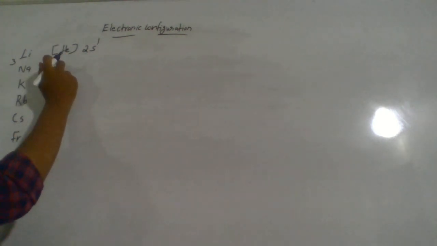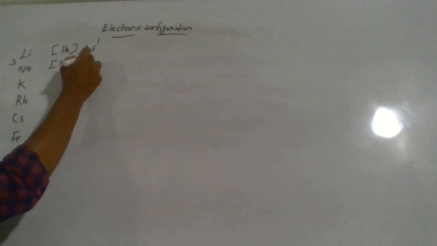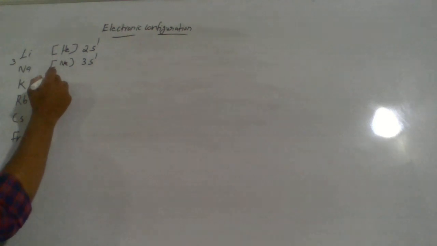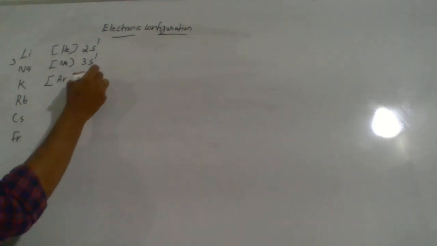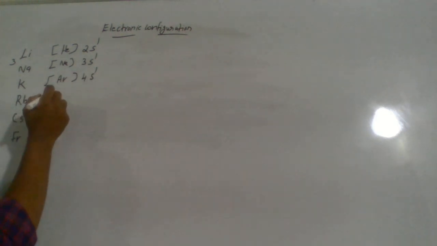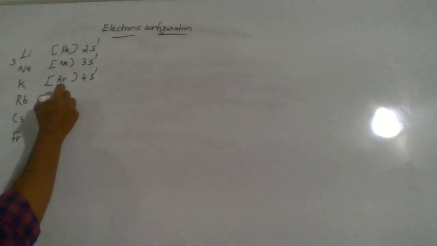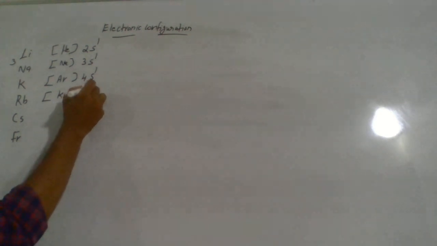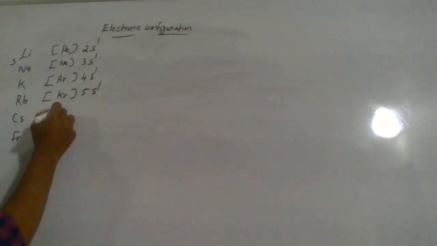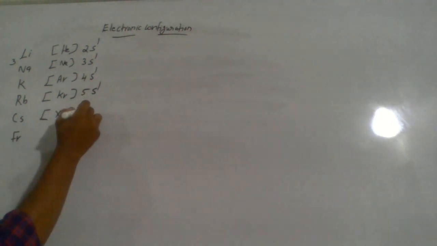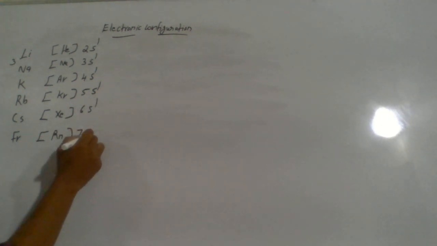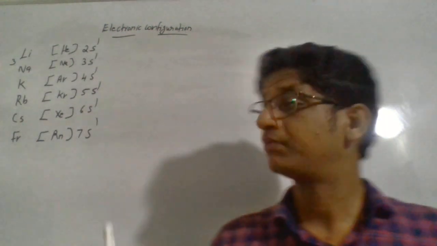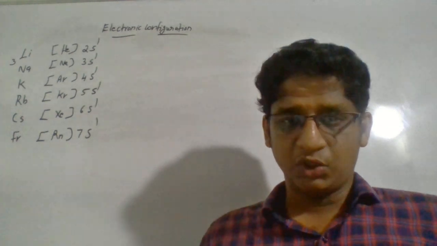For sodium, the noble gas is neon, so [Ne] 3s1. Potassium, after neon it is argon, so [Ar] 4s1. Rubidium, after argon it is krypton, so [Kr] 5s1. After krypton, it is xenon, so cesium is [Xe] 6s1. After xenon, it is radon, so francium is [Rn] 7s1. That's the way you can write the electronic configuration for the first group elements.